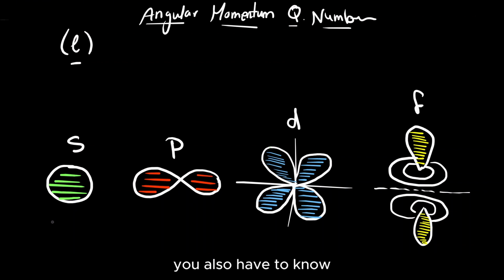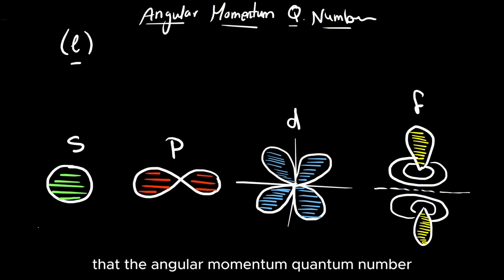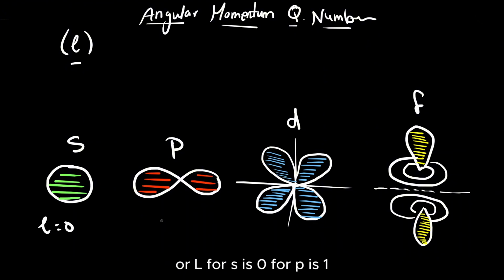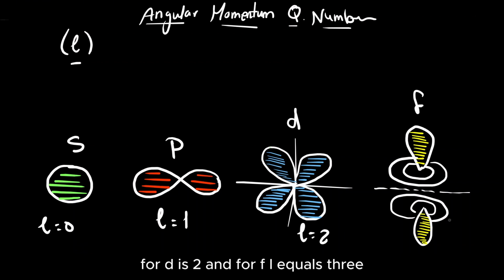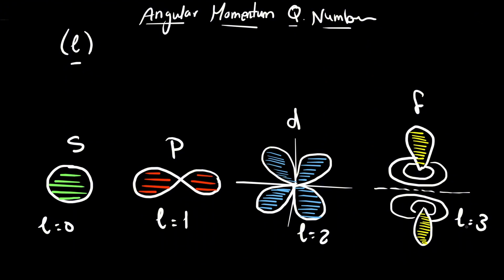You also have to know that the angular momentum quantum number, or L, for S is 0, for P is 1, for D is 2, and for F, L equals 3. Now let's talk about the relationship between N and L. You have to know that L is always smaller than or equal to N minus 1.